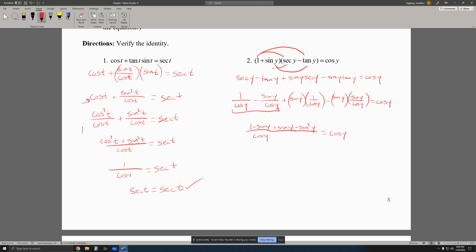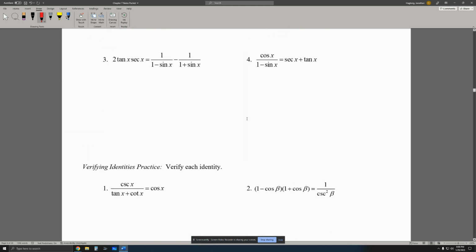All right. So then this minus sine y and positive sine y cancel out, and we're just left with 1 minus the sine squared of y over the cosine of y. You can probably see where this is going. 1 minus the sine squared of y is a Pythagorean identity that's equal to the cosine squared of y over cosine. And then we can cancel out one of those cosines, and we're just left with cosine y equals cosine y. There we go. That one's verified. All right, let's go ahead and flip the page.